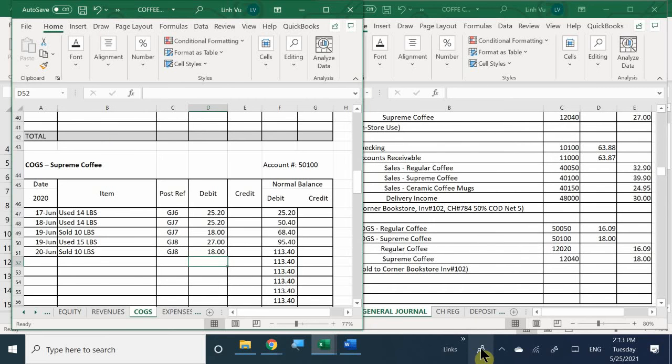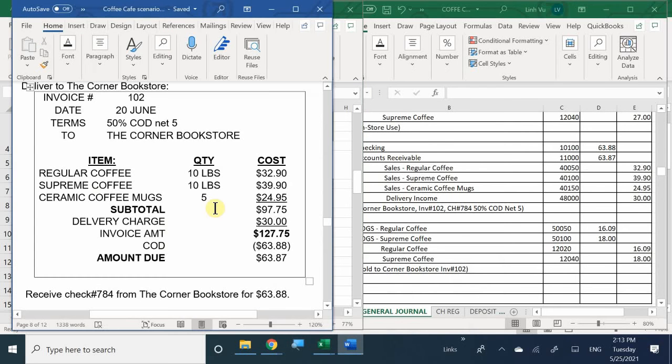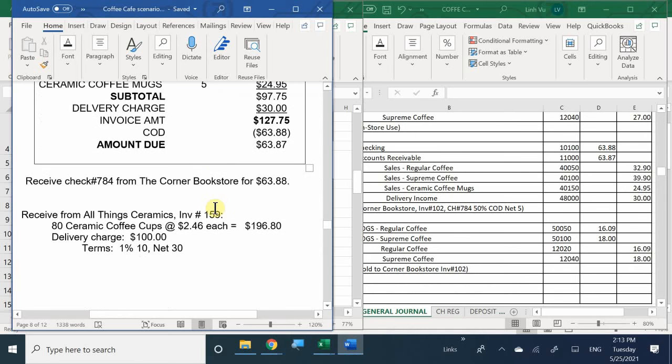I'm good. Okay, so there we have it, right? One transaction had us go back and forth and use all 4 worksheets. We got the journal, the ledger, the inventory, and the subsidiary ledger all used in one transaction. Okay. So now that transaction has finally been completed, we can move on to the next one.